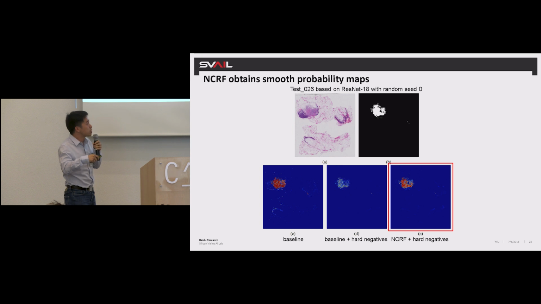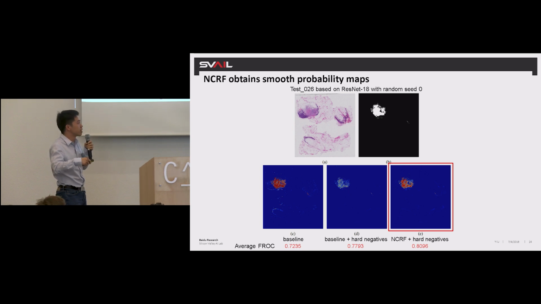Actually, for this specific example, our method, NCRF plus hard negative examples, detects just two more regions compared to the baseline plus hard negative examples. And in terms of numeric scores, if you look at the average FROC score, for the baseline it's about 0.72. For baseline plus hard negative examples, it's indeed improved quite a bit.